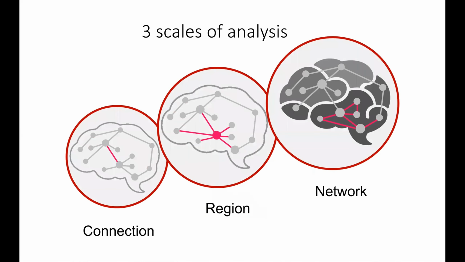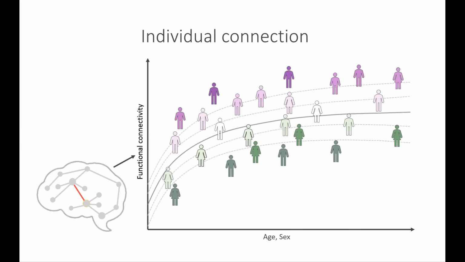To test that, we developed a way of looking at heterogeneity across multiple scales: on the individual interregional connection level, the regional level, and the network level. This allows us to test different hypotheses. At the edge level, we can ask, is there a specific connection between regions that is consistently dysfunctional across subjects? Our hypothesis here is that on the individual connection level is where we see the most heterogeneity in autism that would explain away the heterogeneity in findings.